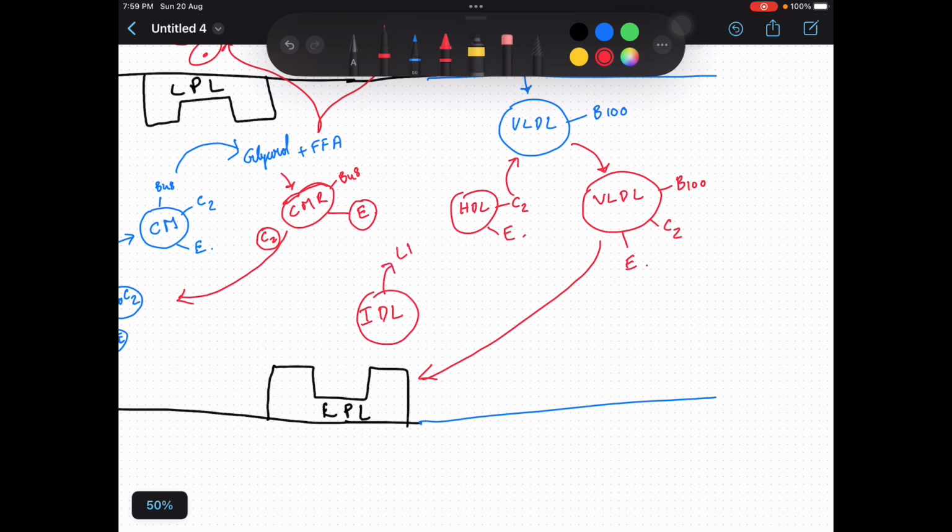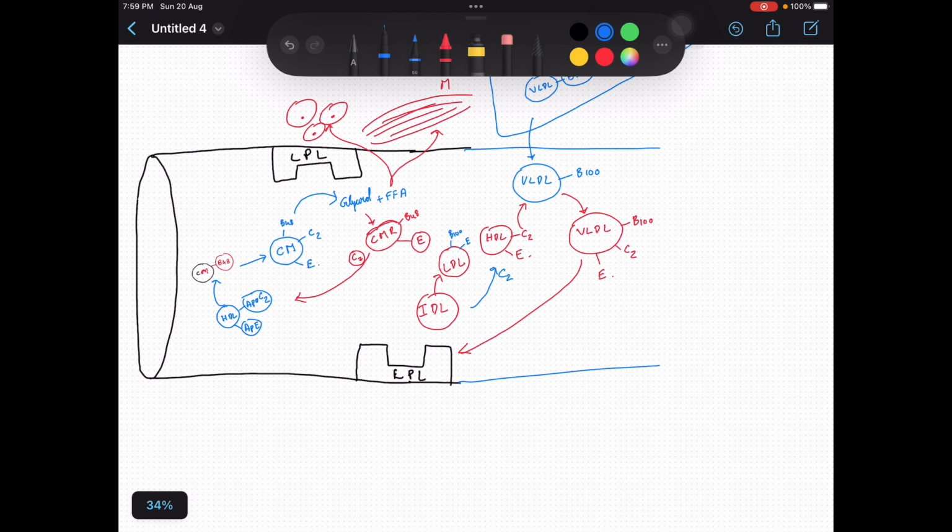This IDL in turn can get converted into LDL. In this process it gives the ApoC2 back to the HDL. So LDL will contain only ApoB100 and ApoE. This ApoE is necessary for the LDL to be taken up back by the liver.